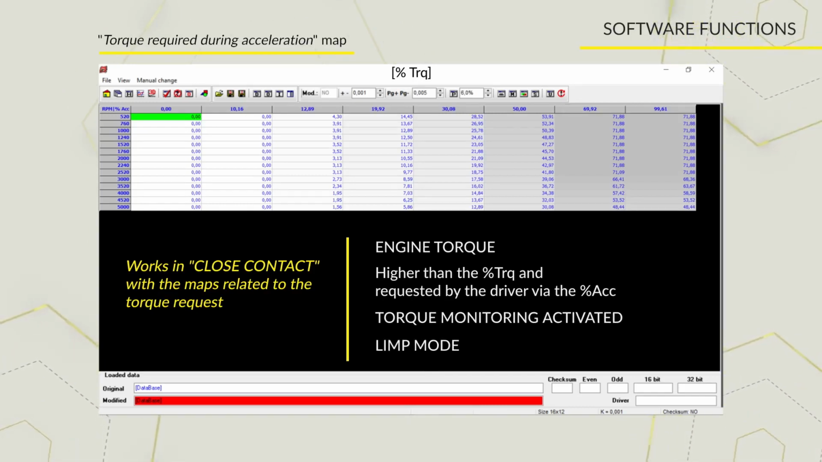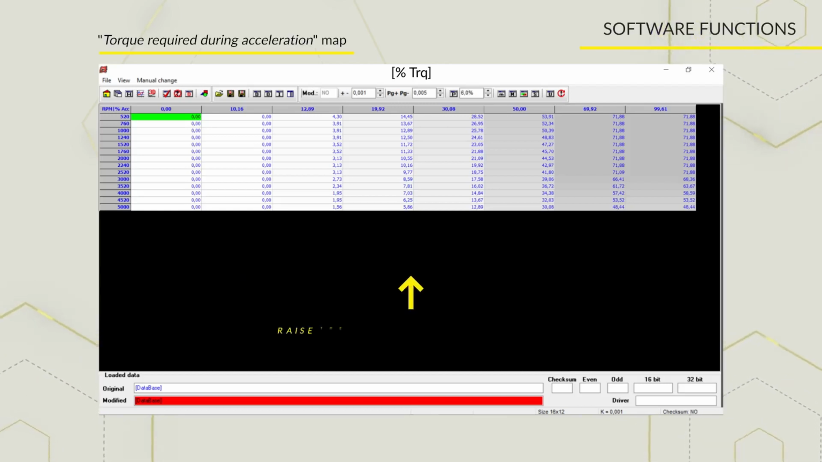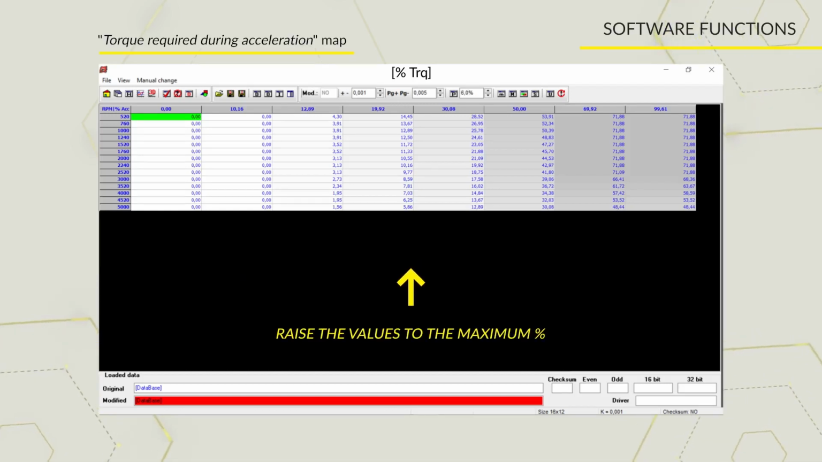To prevent the check being performed by the control unit through these maps, it is necessary to raise the values to the maximum percentage, making it possible to effectively generate all the required torque.